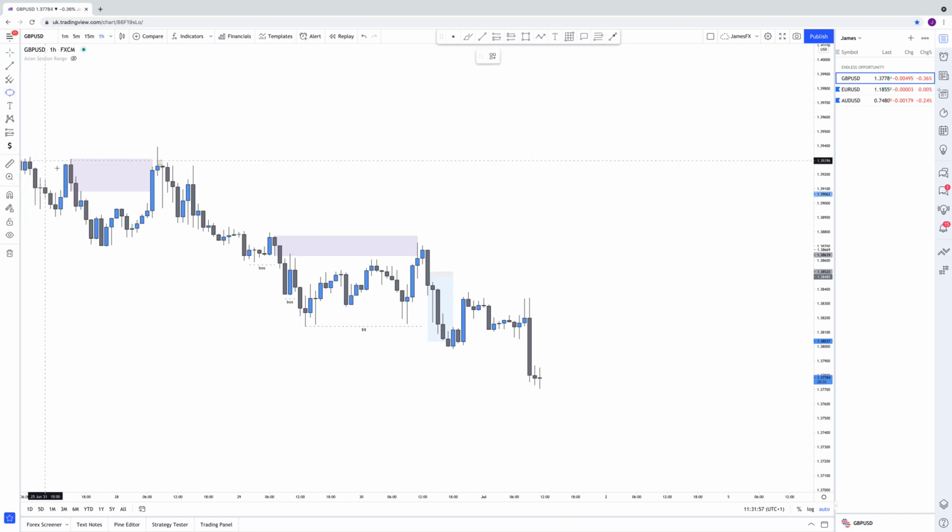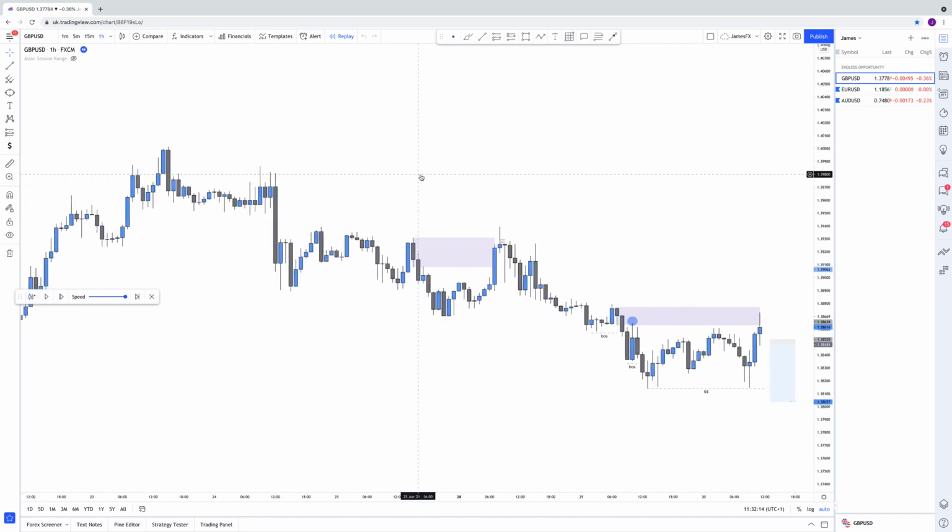Okay, so the next thing to look at is this high here. Okay, so I'm going to mark it on. Now I'm trying to keep things simple and, you know, not overcomplicate things. That lower high is the most recent lower high if I come back to here, okay?